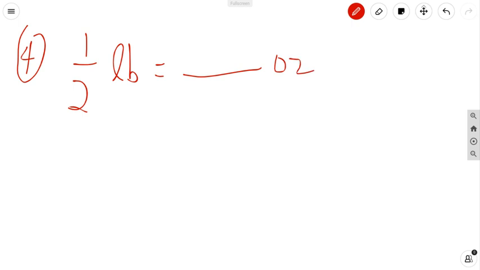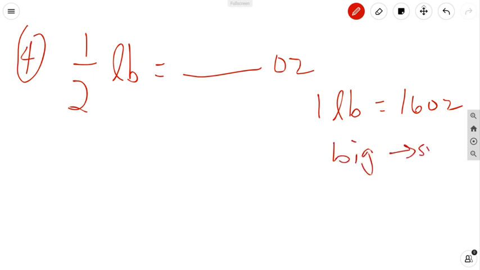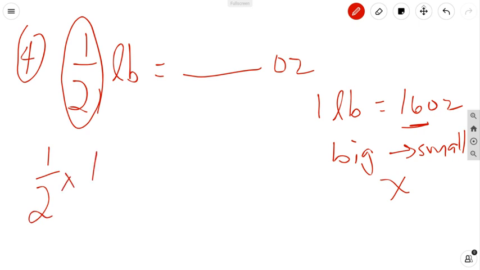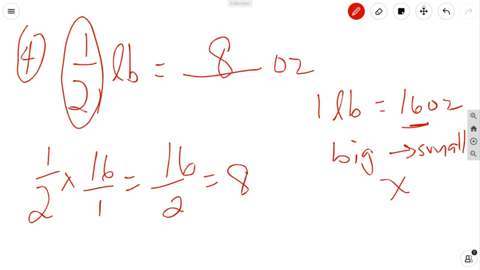Okay, well, I know that 1 pound equals 16 ounces. Okay, I'm going from a big to a small. If I'm going from big to small, I'm going to multiply. So I'm multiplying 1/2 by 16. So let's do it. 1/2 times 16 over 1 is 16 over 2. 16 over 2, 16 divided by 2 is 8. 8 ounces. Remember, this means 16 divided by 2.